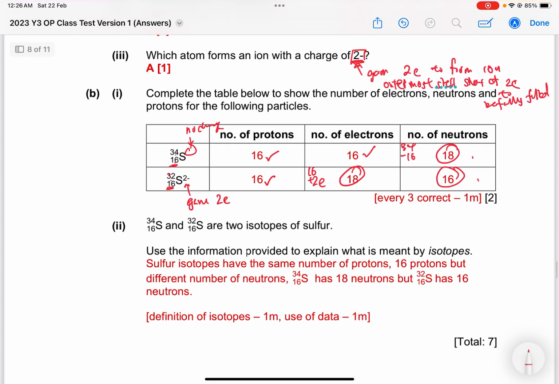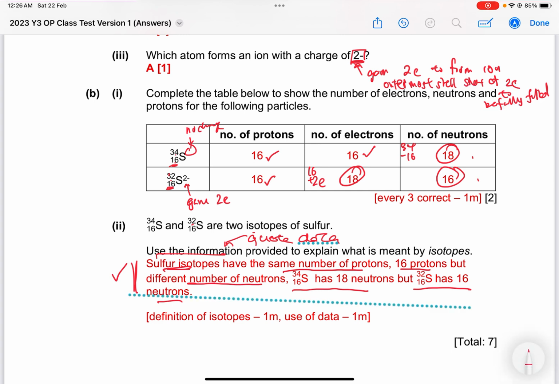Now part 2. Sulfur 34 and sulfur 32 are 2 isotopes of sulfur. Use the information to explain what is meant by isotopes. They say use information, so you must quote data. So sulfur isotopes have the same number of protons. So how do you know the same number of protons? They have 16 protons, but different number of neutrons. So you know that sulfur 34 has 18 neutrons, sulfur 32 has 16 neutrons. So same protons, different number of neutrons. That's the definition of isotopes.